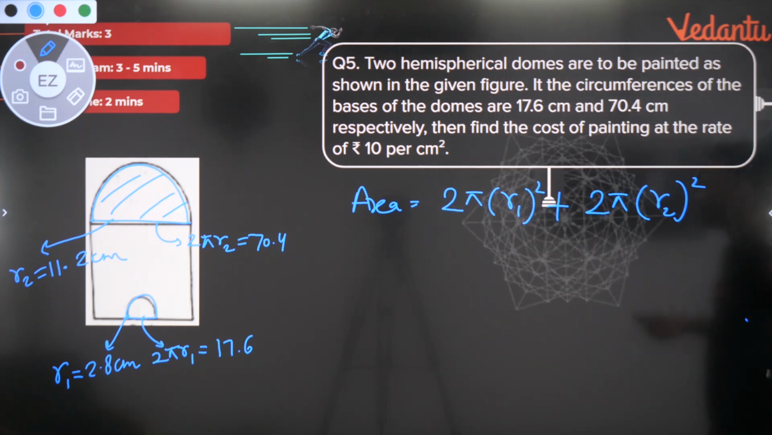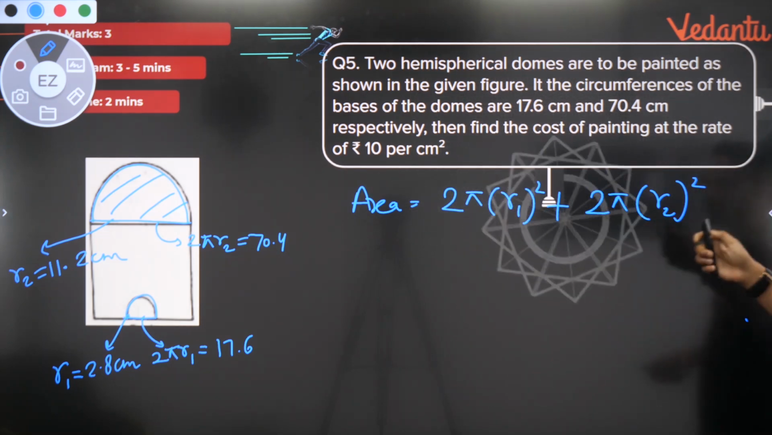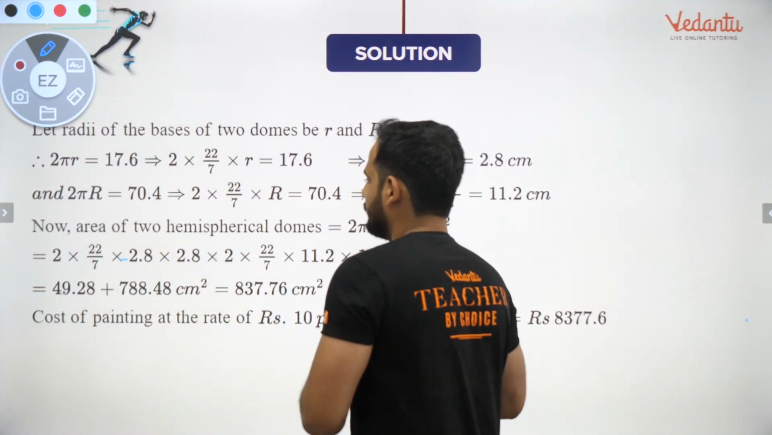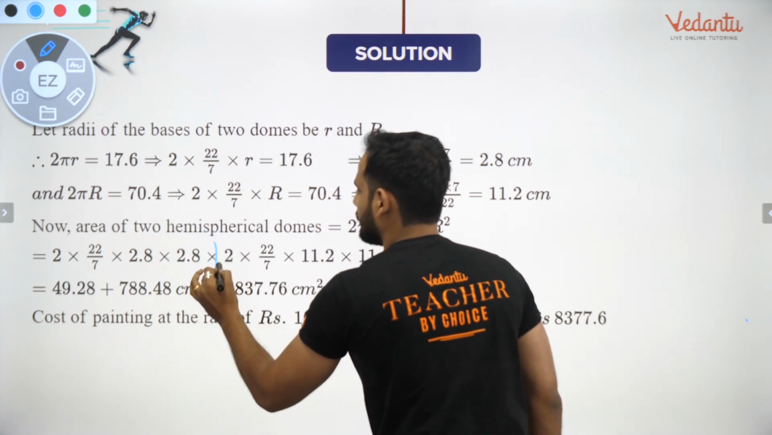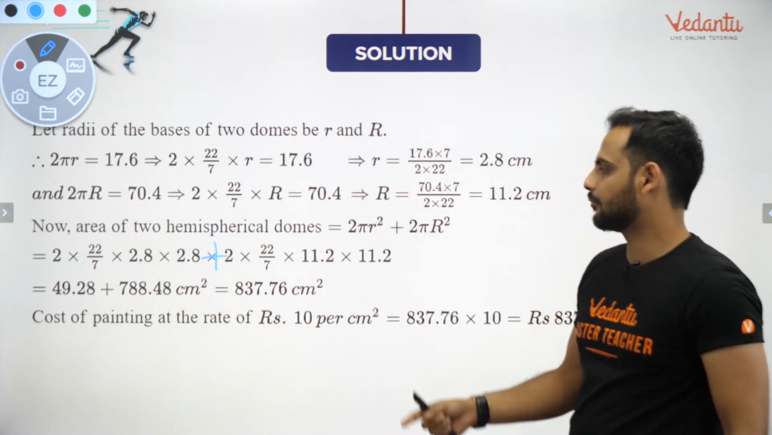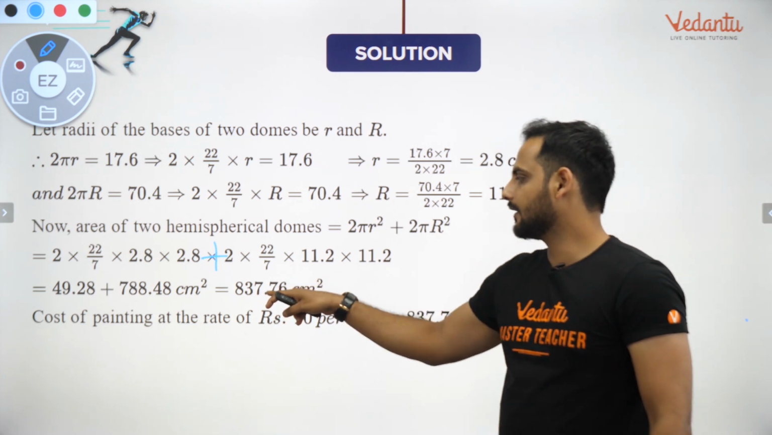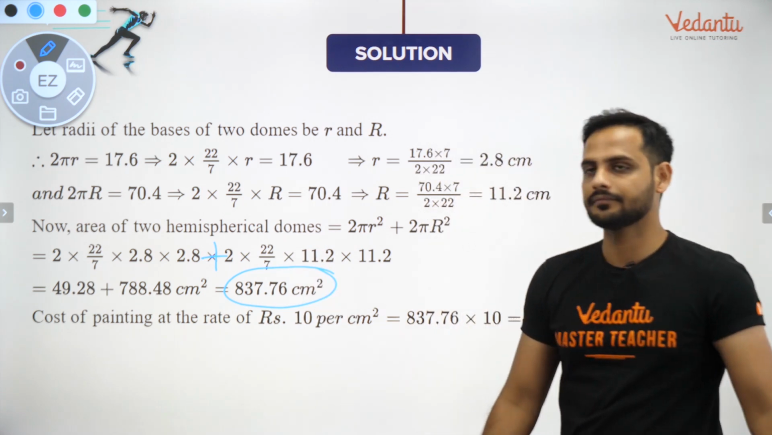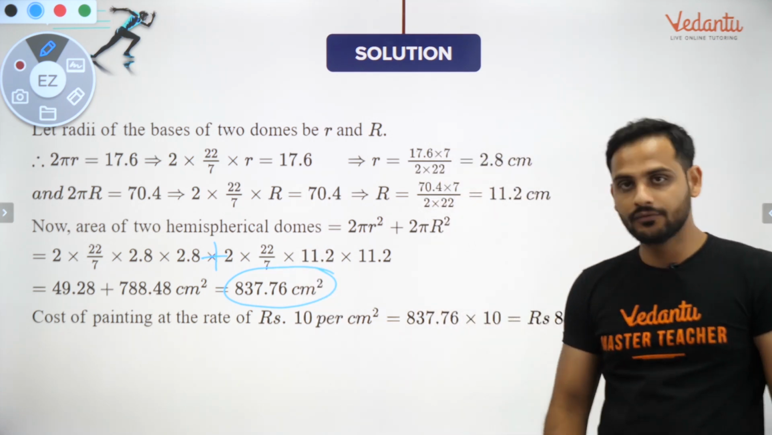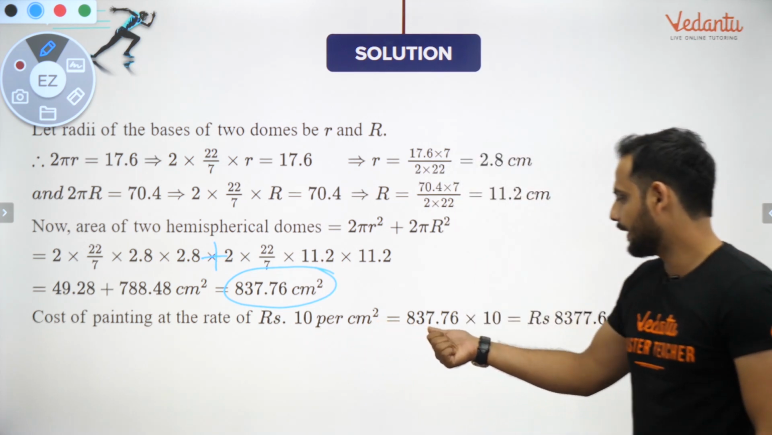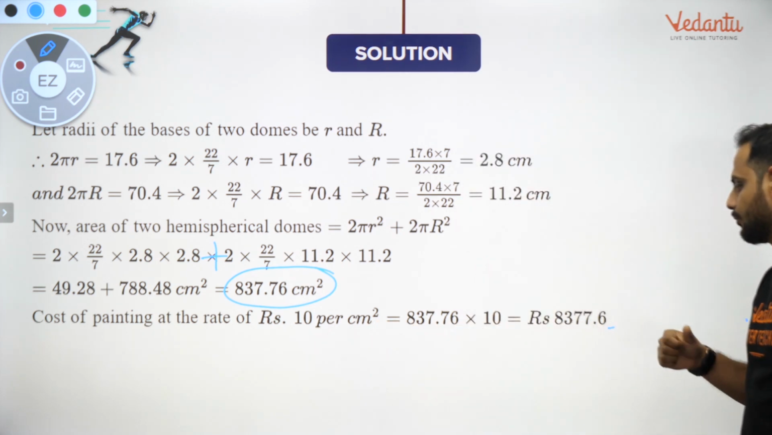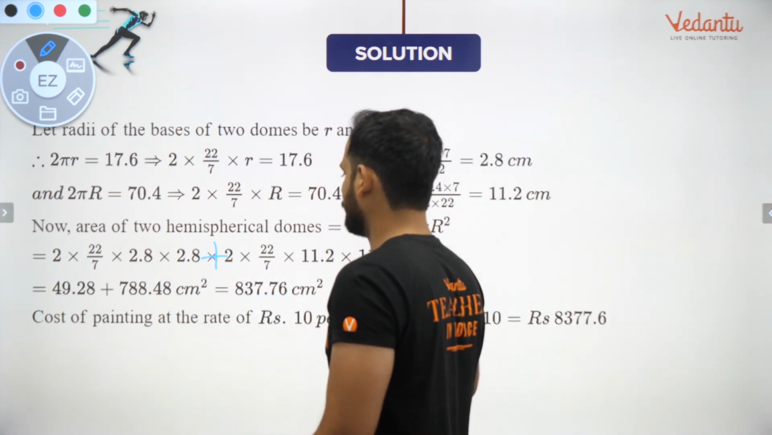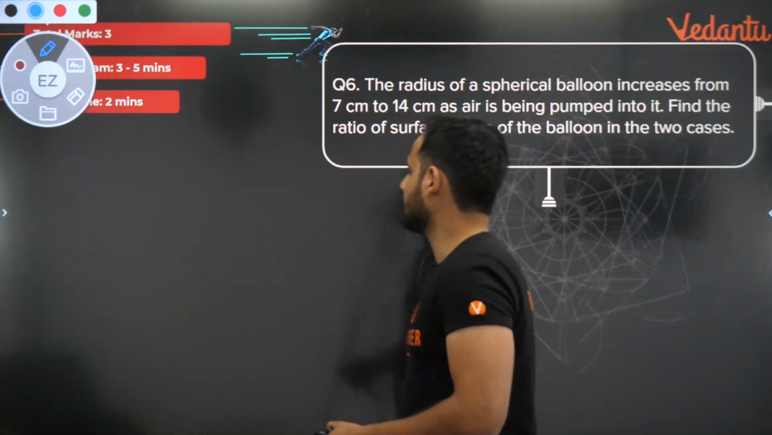Whatever area we have got, we will multiply that area with 10, so we'll get our cost. So the calculation I am showing you here. Now the area of both the parts will be 2π into 2.8 into 2.8 plus 2π into 11.2 into 11.2. So at the end you are getting 837.76 centimeter square. This much area has to be painted. Now cost for painting 1 centimeter square of area is rupees 10. So I can say cost for painting this will be 8377.6 rupees. Okay, this is how it can be done. Very easy. Chalo, let's move to the next question. The next question we have is this.